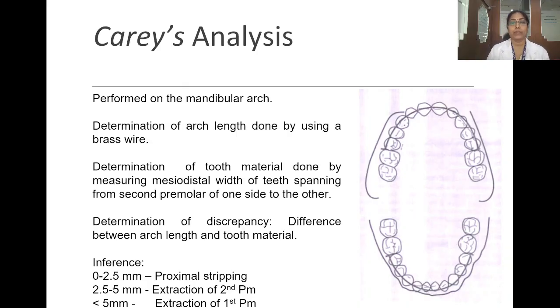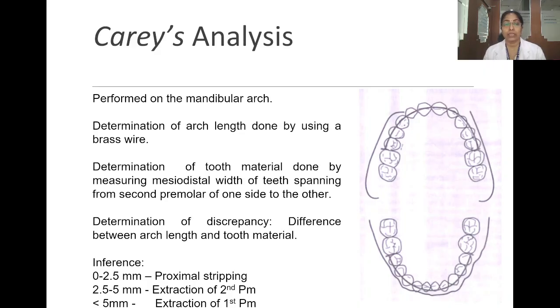Then determination of the total tooth material. This is done with the help of a divider. The mesiodistal width of the teeth spanning from the second premolar of one side to the other side is taken, and this is summed up. Now determination of the discrepancy. The difference between the arch length and the total tooth material is taken.